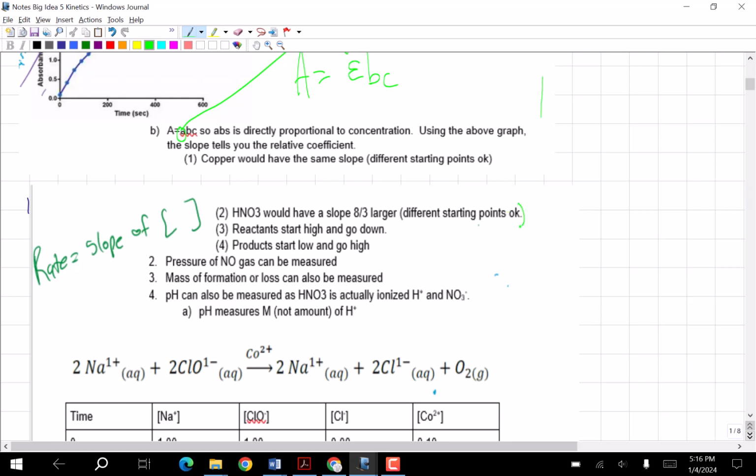Different starting points is okay. So notice the slope is proportional to coefficients. Reactants start high and go down. Products start low and go high.